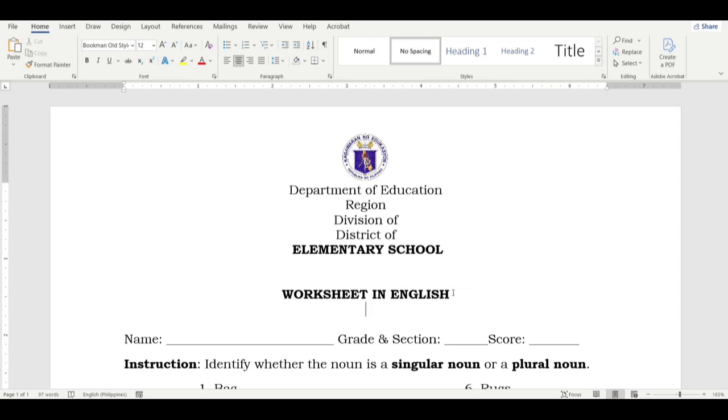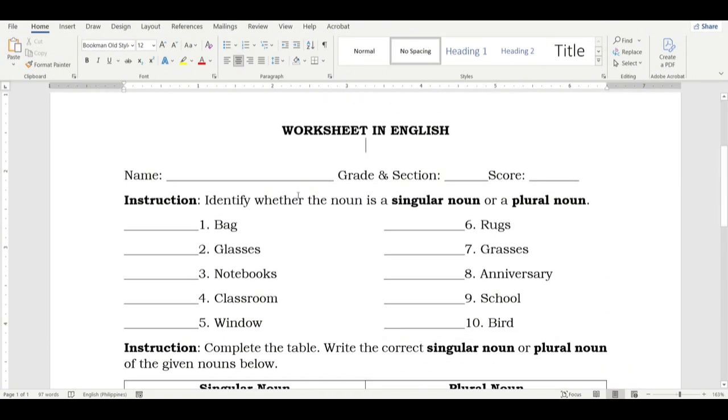So makikita naman sa ibaba ng worksheet yung topic. Then I put there the name, grade and section, and the score. And instruction is very essential for the learners of what they are going to do with the worksheet. So my first instruction there is to identify whether the noun is a singular noun or a plural noun.